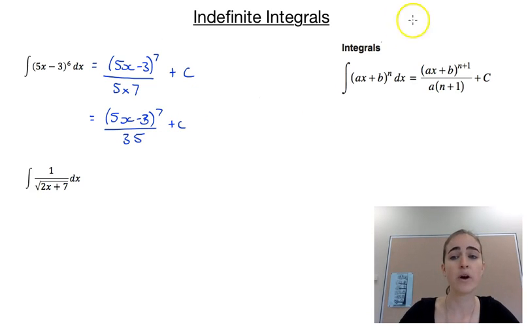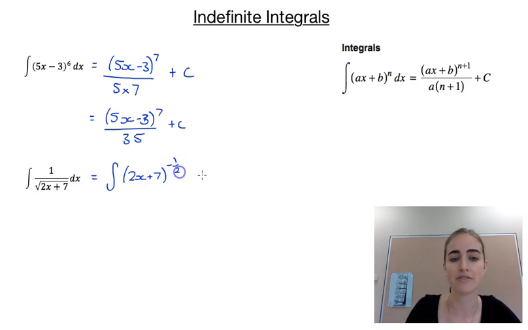Our next example, we're still going to have to use this same rule, but first we're going to have to manipulate the function that we're given. So we know that the square root of 2x plus 7 can be written as 2x plus 7 all to the power of a half. And then if we bring that up into the numerator, we could write it as 2x plus 7 to the power of minus a half. And once we have it in this form, then we can apply this rule.